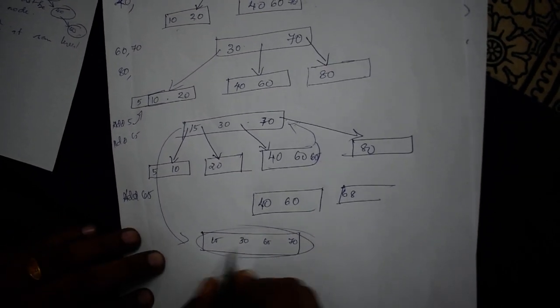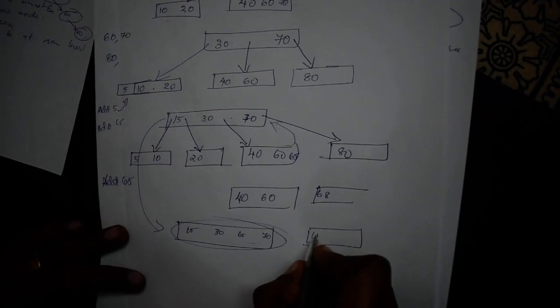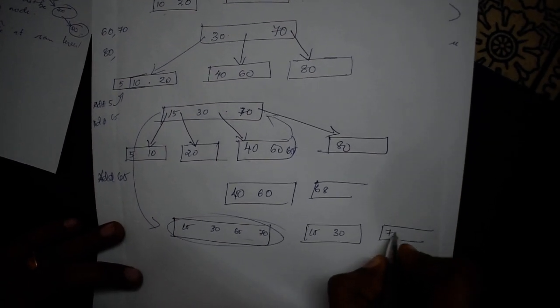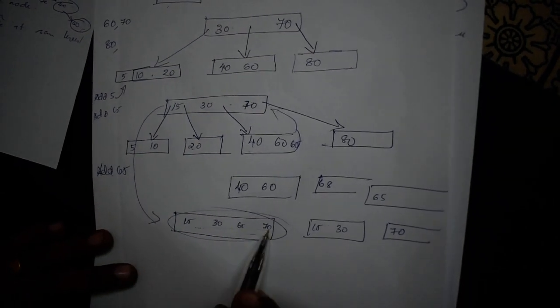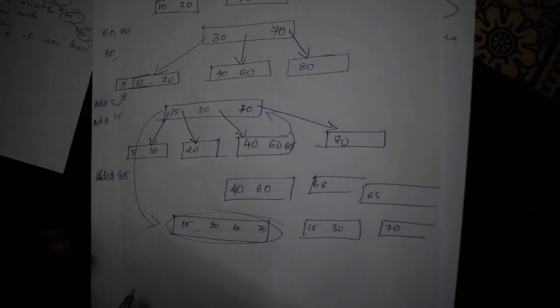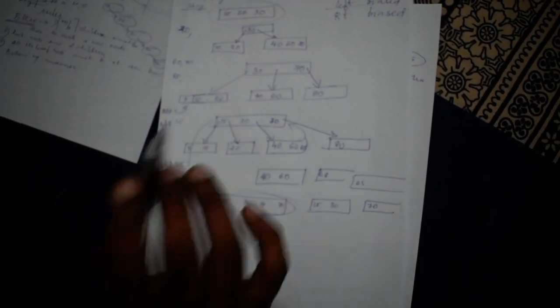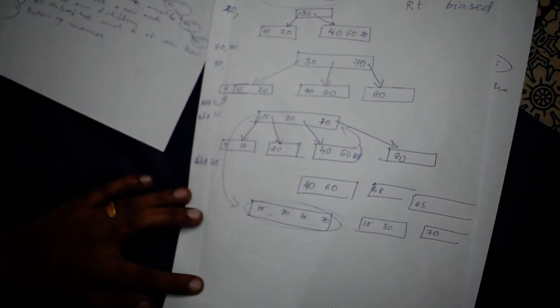So this one I will split. How can I split? I will make 15, 30 and 17 another root, and 65 I will make a root there. That is, I am splitting it into 2. Right? So likewise I can continue this process. Ultimately, after adding 65, the tree will look something like this.